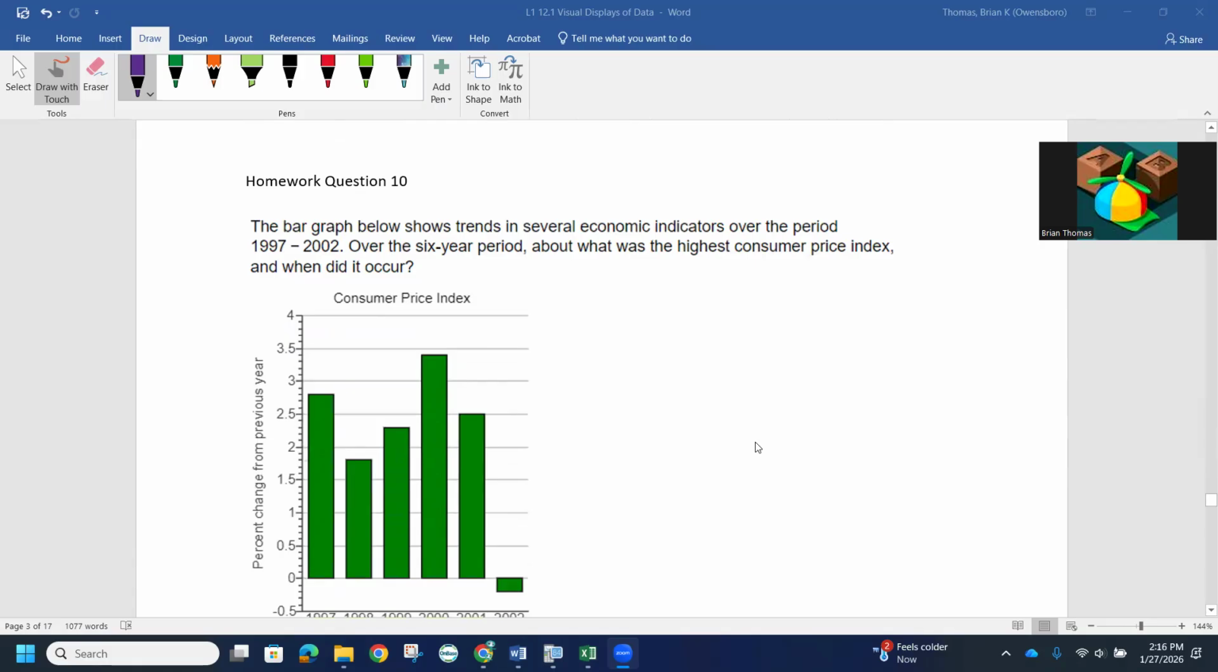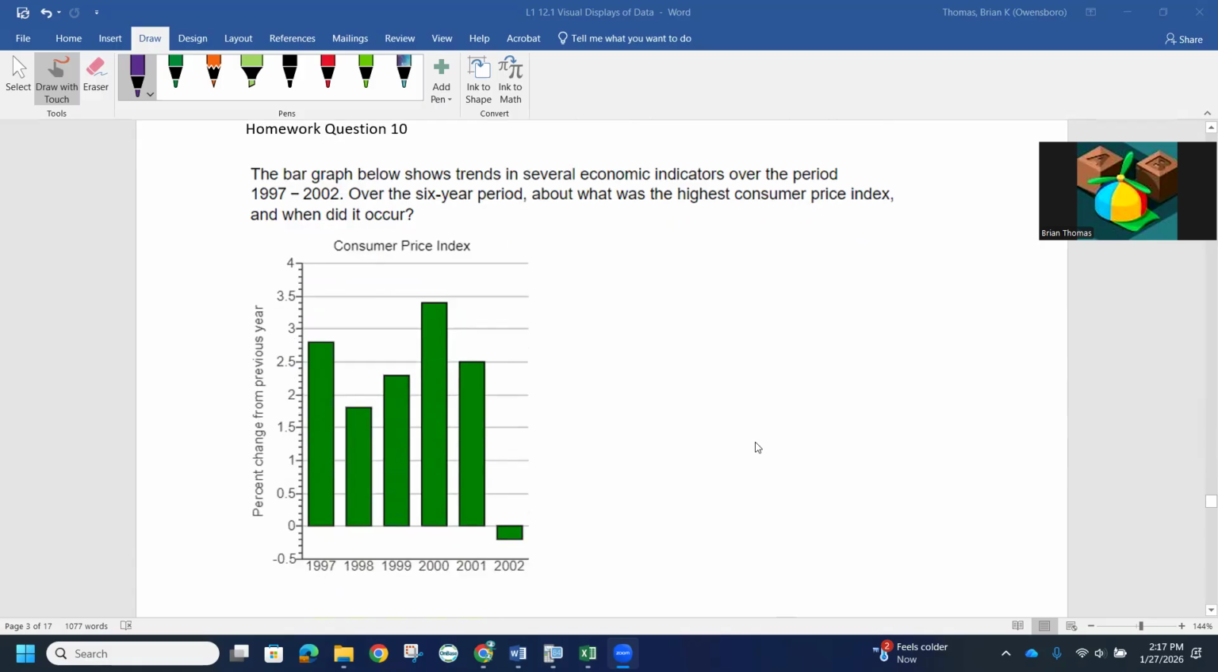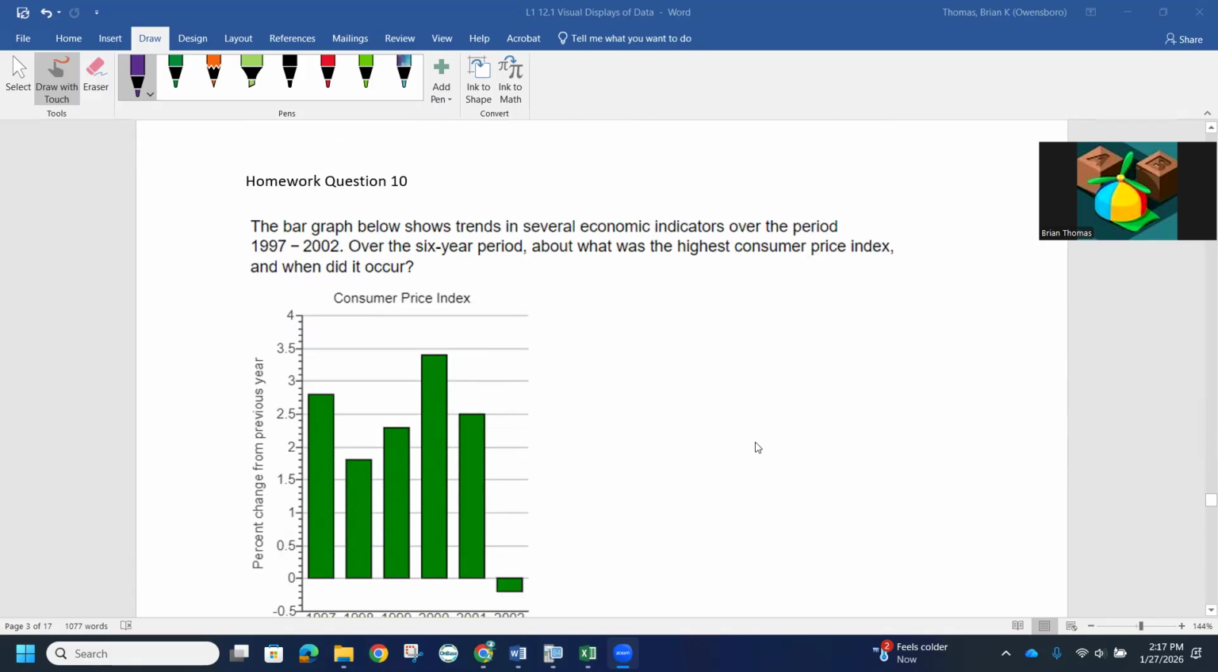So question 10, we have a bar graph. Let's look at this one. The bar graph below shows trends in several economic indicators over the period of 1997 to 2002. Over this 6-year period, about what was the highest consumer price index and when did it occur?